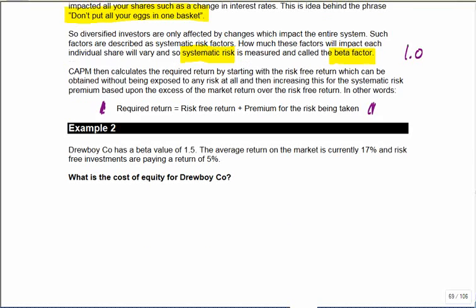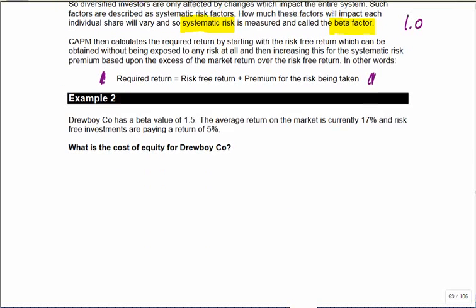And so just to show you how this works, if we have a look at example 2, because the examiner has to give you all the information in the question, this is relatively straightforward. We've got Drew Boy Co. has a beta value of 1.5. The average return on the market is currently 17%, and the risk-free investments are paying a return of 5%. What is the cost of equity for Drew Boy Co.?